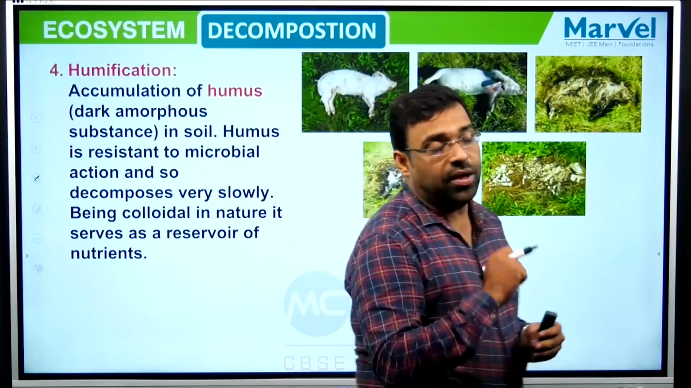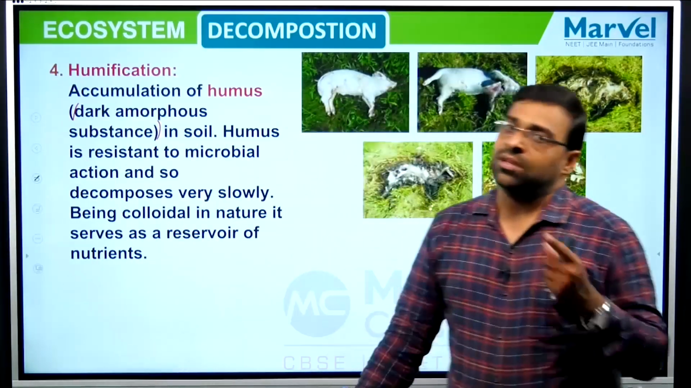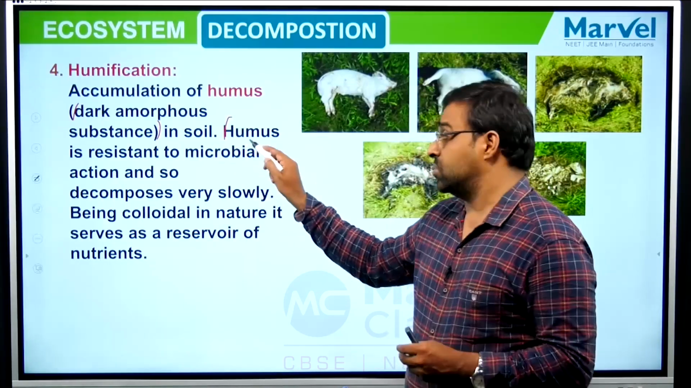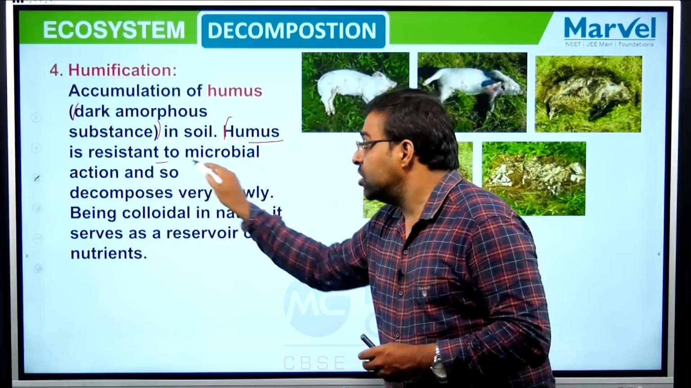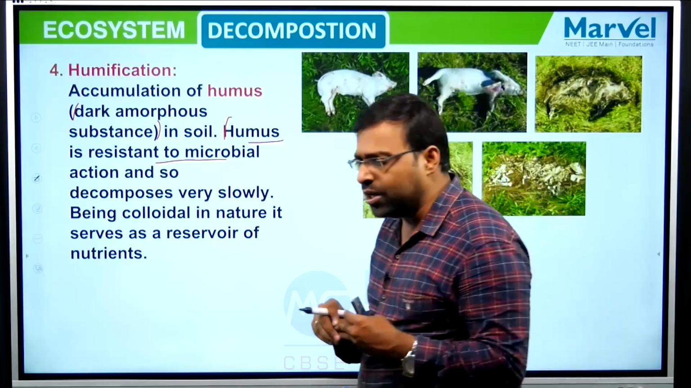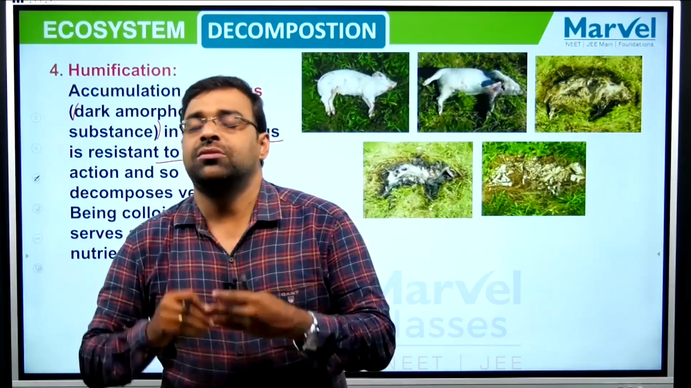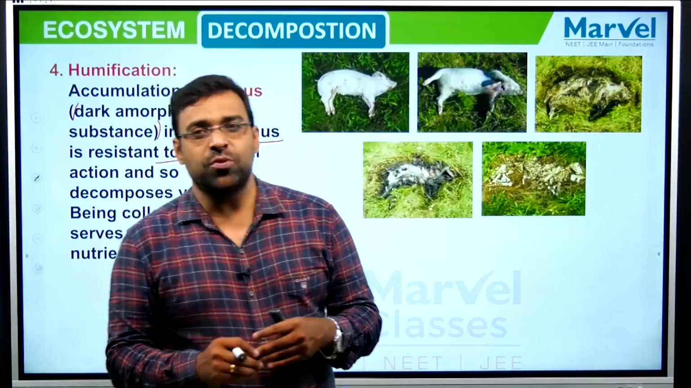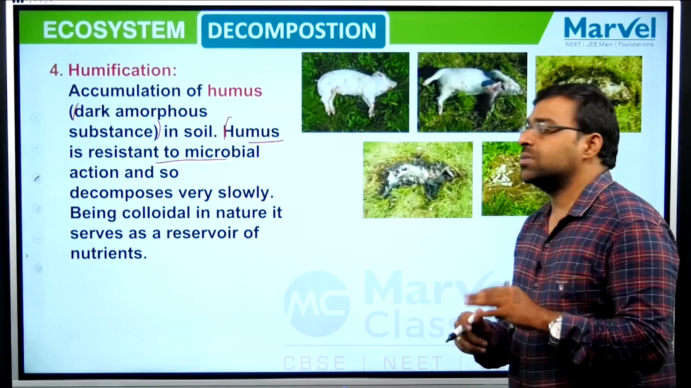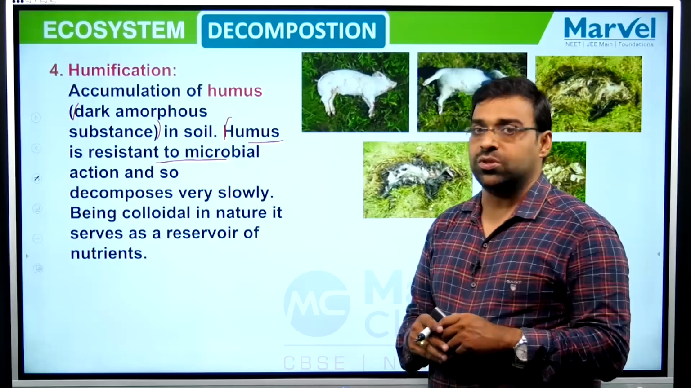Yes, please do make a note of it. The dark amorphous substance is the humus. That's an expected one-word question in soil. And humus is resistant to microbial action, so it decomposes very slowly. You may get a question, humus decomposes fast. No, the statement is wrong. Humus decomposes extremely slowly, and being colloidal in nature, it serves as a reservoir for nutrients. This is one expected question which you get.